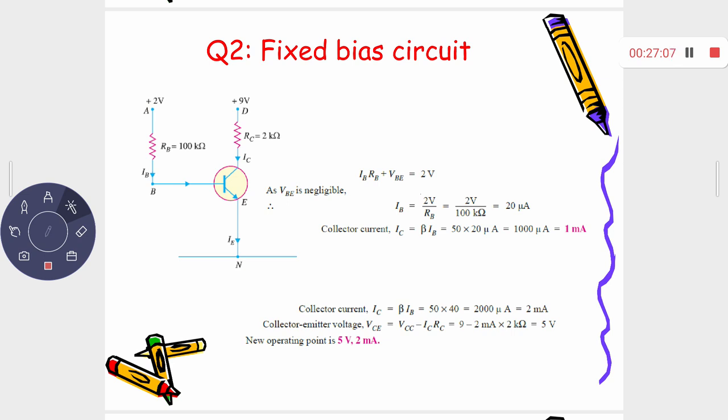So change the beta. RB is changed. No, that calculation is wrong. This is not 50, this is not 100, this is 50 kilo ohms. No, sorry. This should be 50 times. Yeah, 15 to 4000 microampere, 2 milliampere. That was the previous calculation. Okay? Yes.